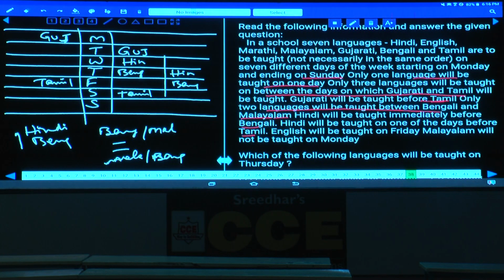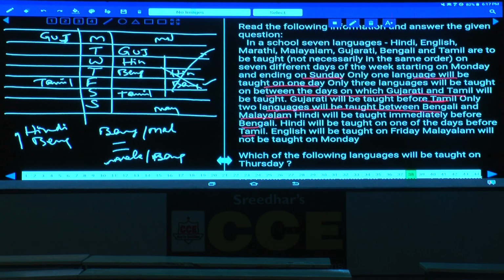As there must be exactly 2 here, if Bengali is here, Malayalam can be at the top, or Malayalam can be here, isn't it? And next one, in this case, as Bengali is here, Malayalam must be here, which is not possible. Here it is not. This case is completely ruled out.